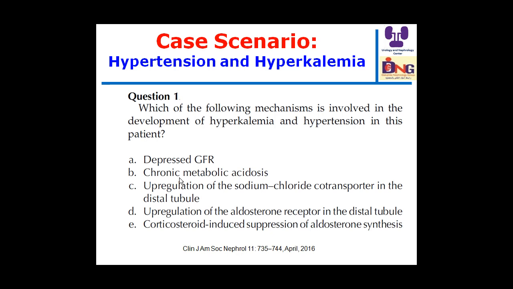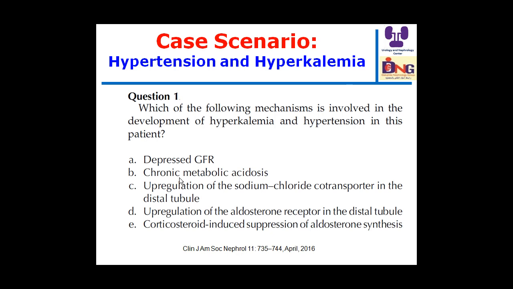Upregulation of aldosterone receptor in the distal tubule. Upregulation of aldosterone can explain hypertension. But if aldosterone activity is increased, what will happen to the potassium? Not hyperkalemia, it lowers it. The upregulation of the aldosterone receptor cannot explain hyperkalemia.